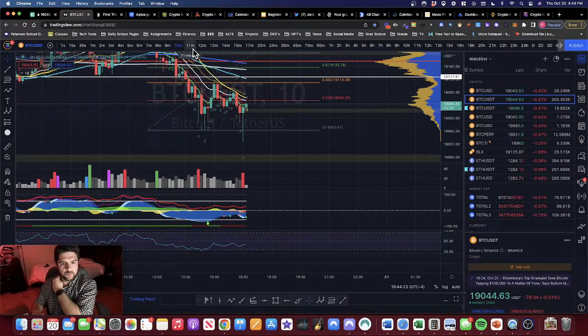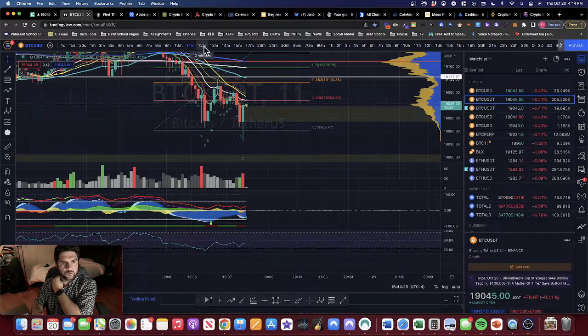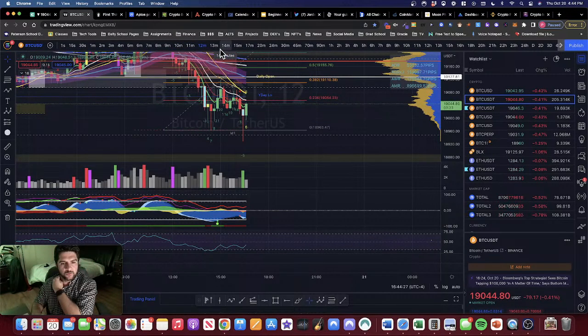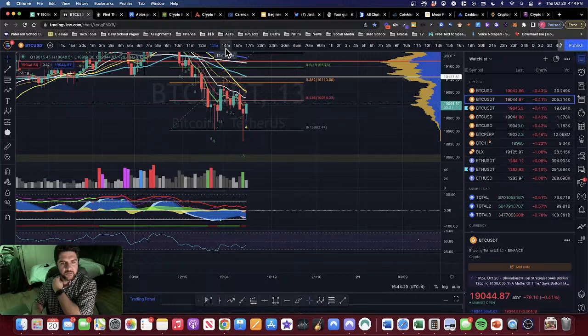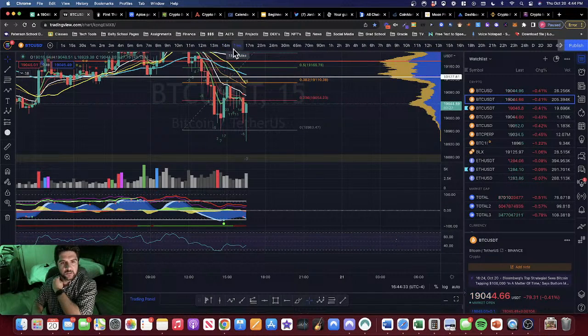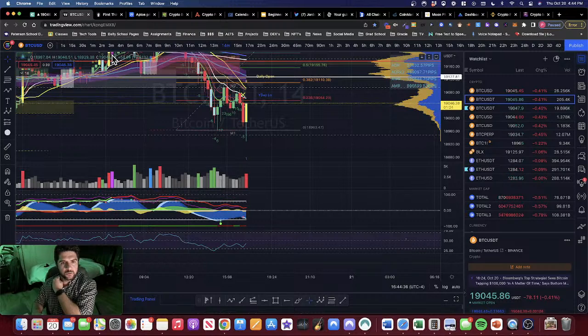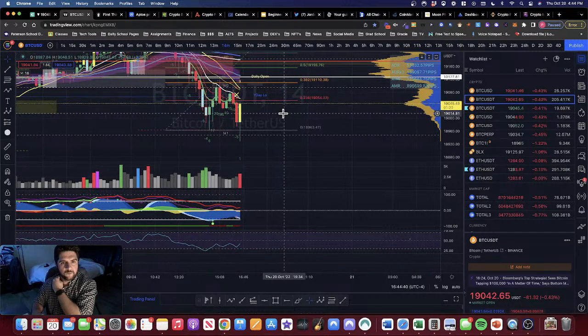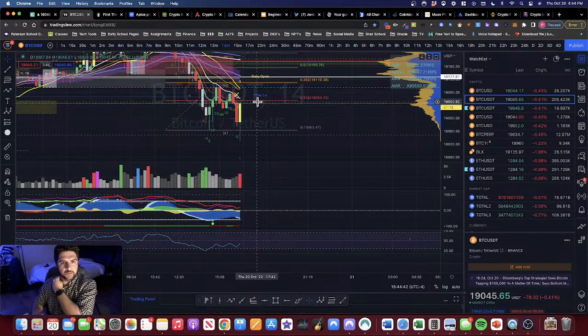In my opinion, right now he's short. Long on your 12 minute. Long on your 14, short on your 14. Yeah, this is a short. Look at that, perfect rejection off the 2386 fib. We'll go short.